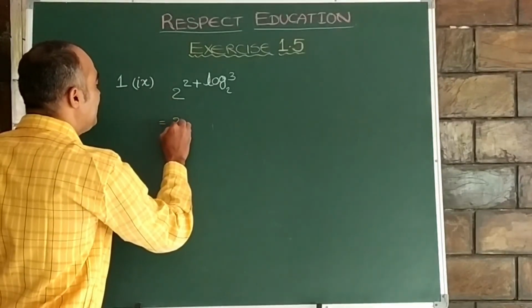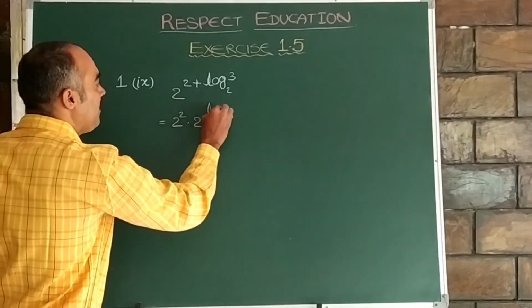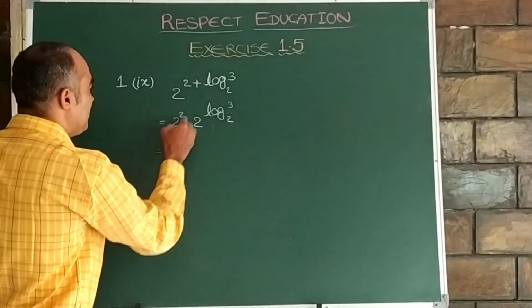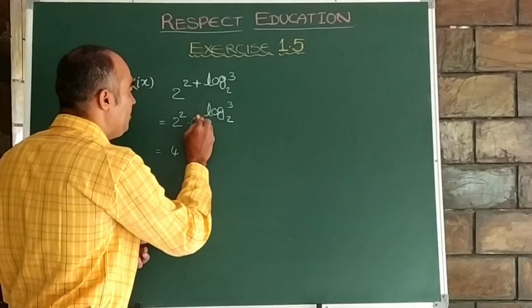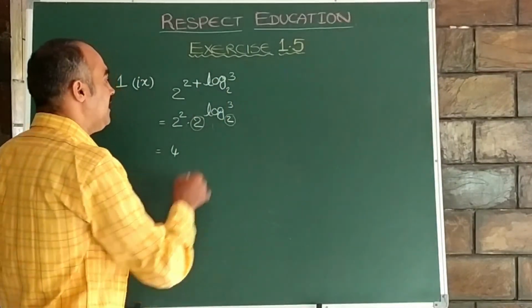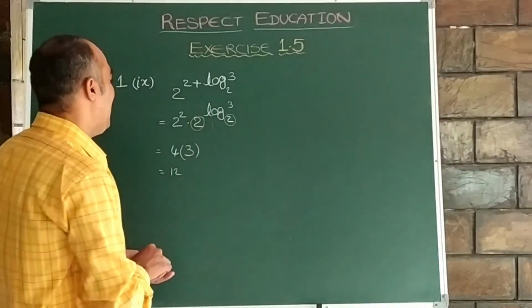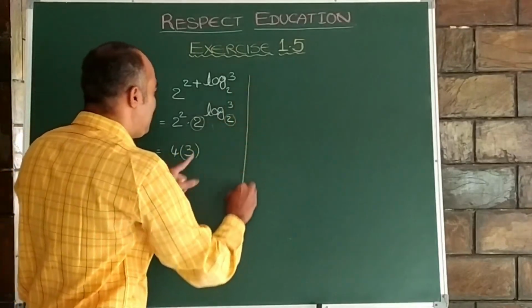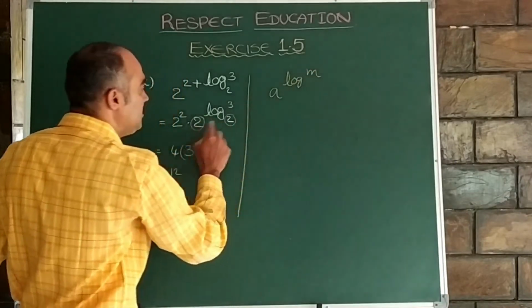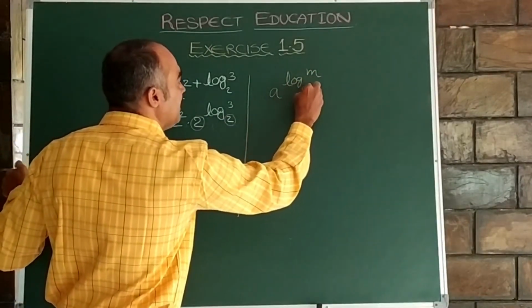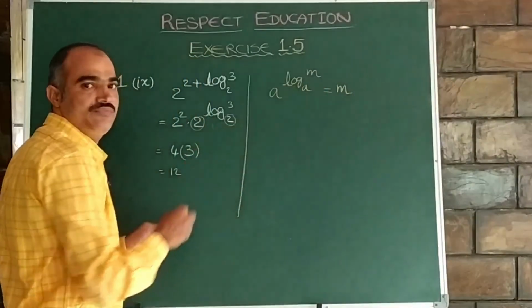Yesterday I said this can be written as a power m plus n, so it is a power m into a power n. Here 2 square can be written as 4. Whenever this value and this value, these two are equal, then I told you that 3 comes directly. So 4 into 3 is 12. There I told you the formula: a power log m base a, here these two are equal, so I am taking a. I told you that this value is m. Okay, this is a formula.